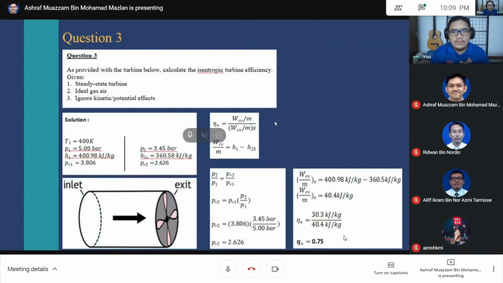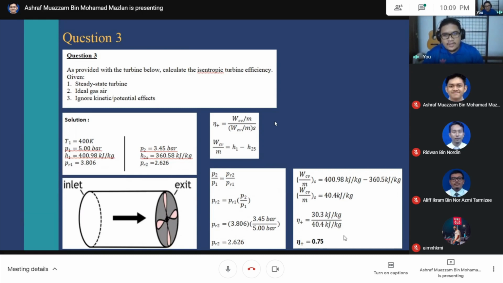For question 3, we need to find the isentropic turbine efficiency. As provided with the turbine below, we know that the turbine is at steady state and the air is an ideal gas, and we should ignore the kinetic and potential effects. Now to find the isentropic efficiency, we should use the formula Wcv over m, over the same but with a different denominator. To find the Wcv over m, we need to use the formula h1 minus h2s. Now, h1 is given, which is 498 kilojoules per kilogram.